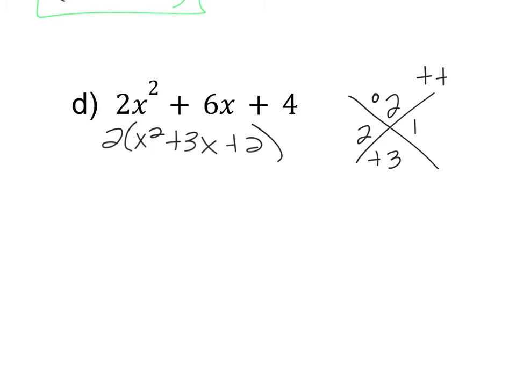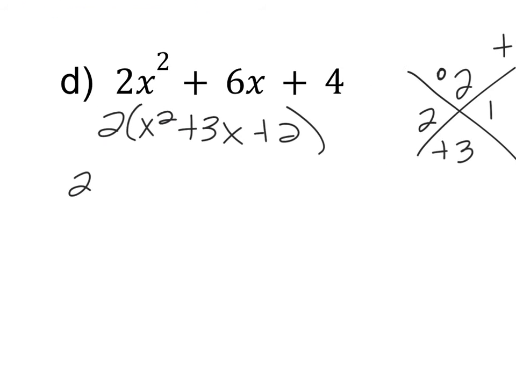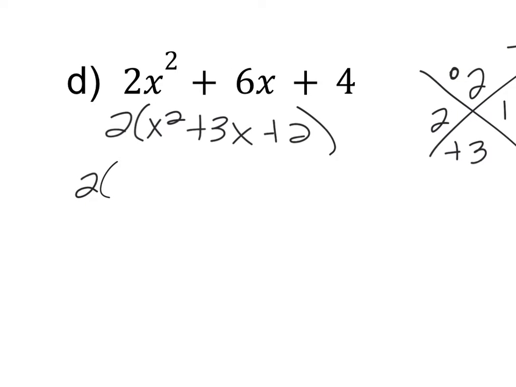So I'm just going to write that first 2 out to the front. No big deal. Don't even worry about it. Just write it out there. So then I'm going to split up that middle term into positive 2x and positive x, and then drop that plus 2 down.